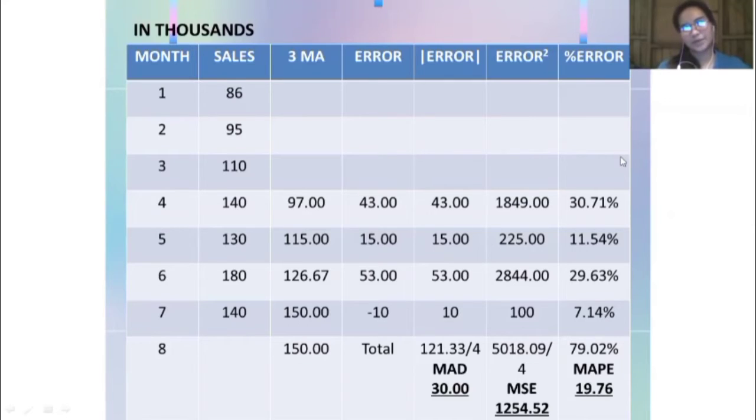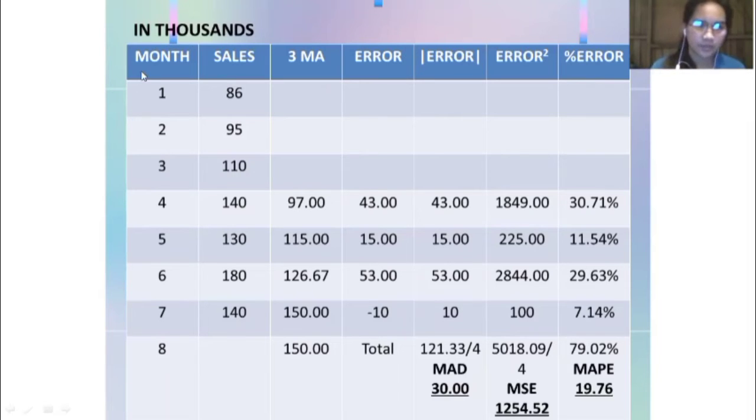So hi everyone, and now we are going to discuss forecasting with moving averages. Here our objective is to calculate the moving averages and to compute the error measures. Our error measures are the MAD, or mean absolute deviation, the mean squared error, and the MAPE, or mean absolute percentage error.